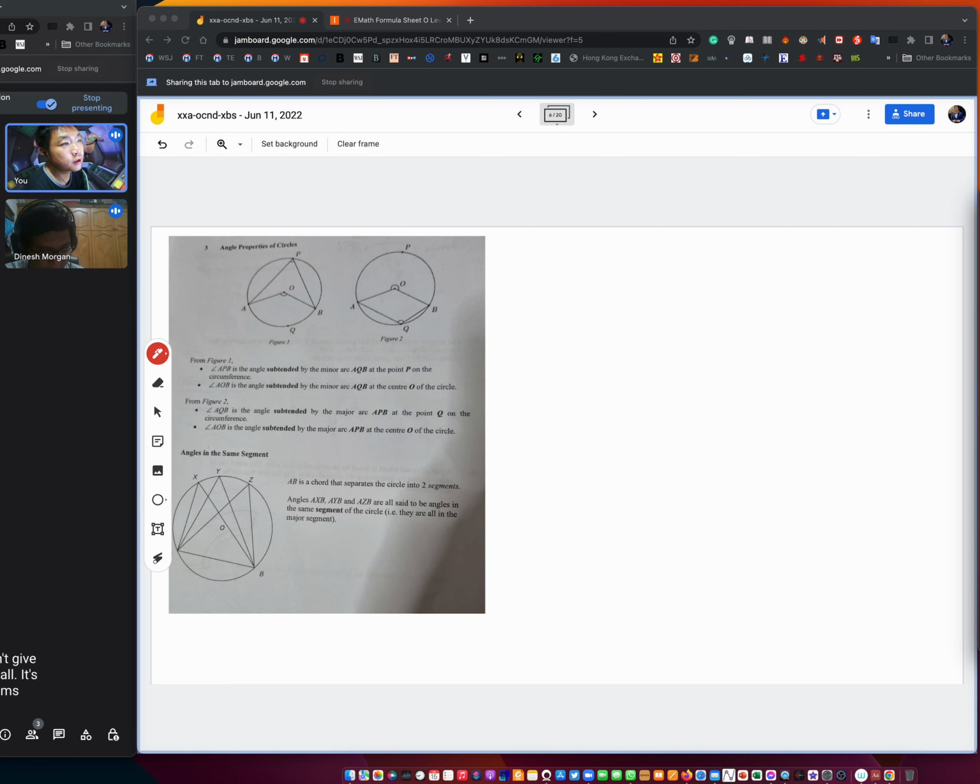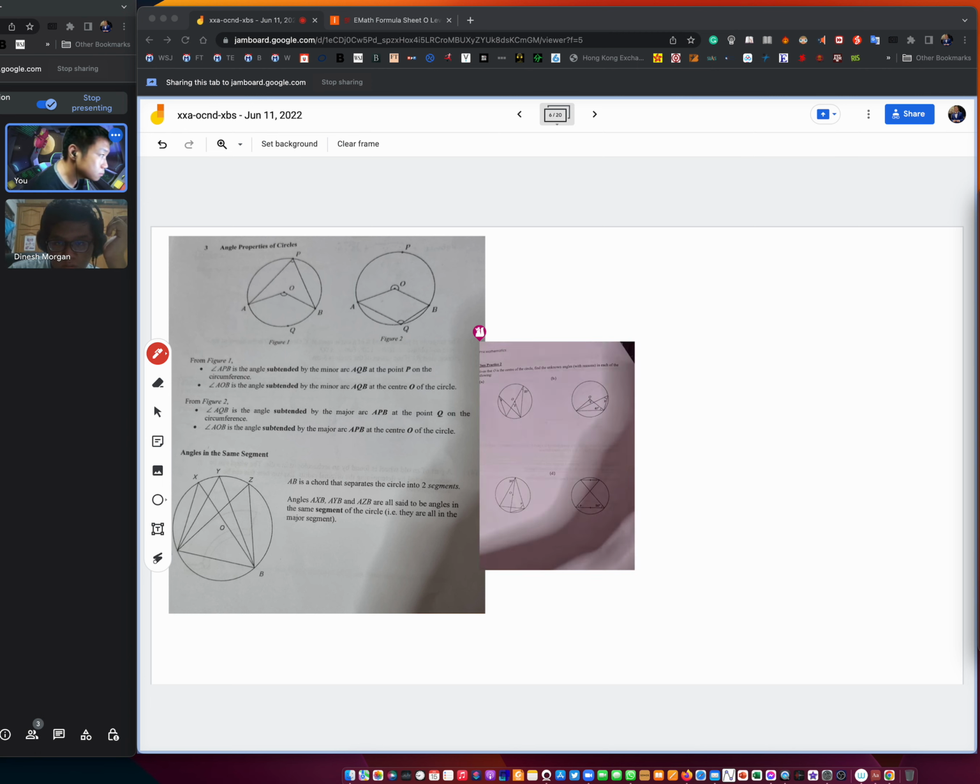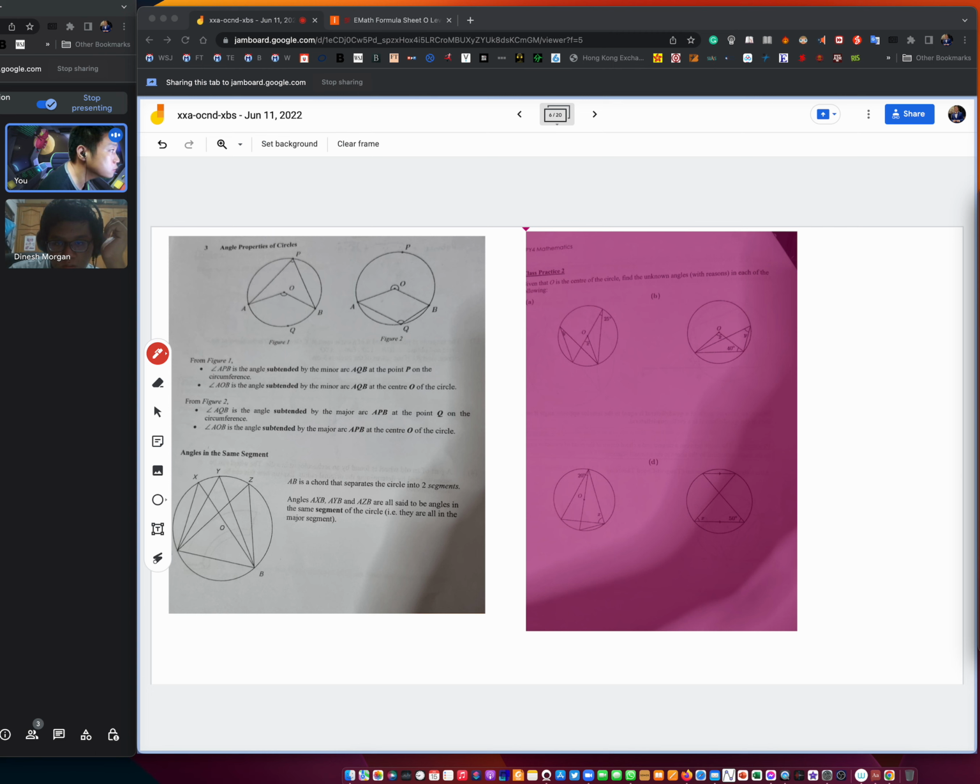Yeah, good. I love diagrams. Yeah. No more words, yeah. Because we are learning mathematics here, we're not learning English here. Okay, good. Looks good.